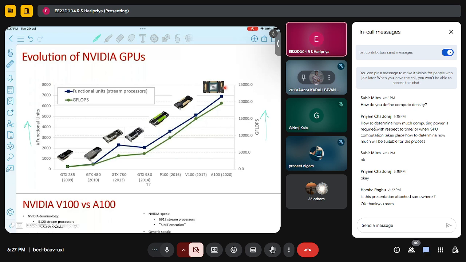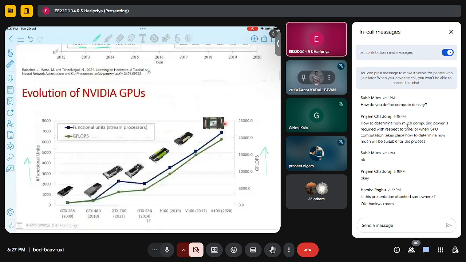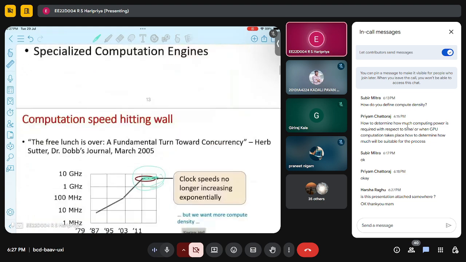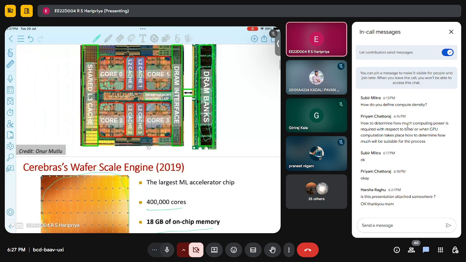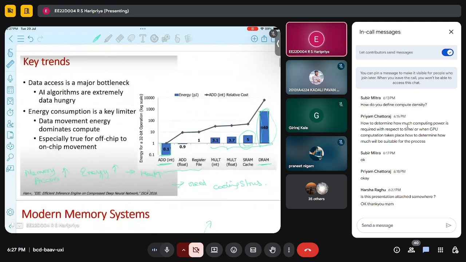I think this graph explains how each unit consumes the power. I mean, how to determine how much computing power is required with respect to time, or when GPU computation takes place, how to determine how much will be suitable for the process.